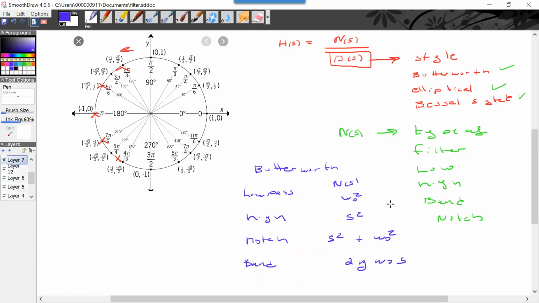All right. Now you can have higher order filters. So a fourth order Butterworth filter low pass, this would be cubed, right? The notch, that would be cubed, that'd be cubed, that'd be cubed. This gets a little more difficult to predict. All right.